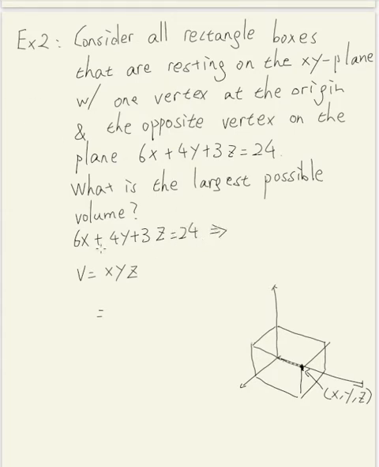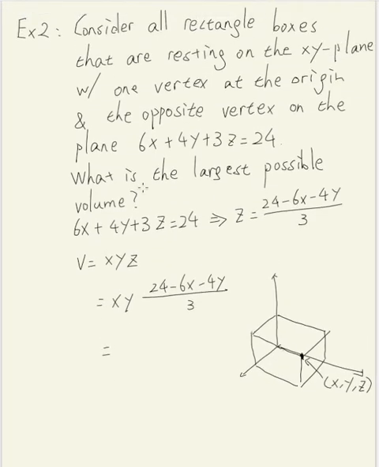That tells you, subtract both sides by 6x plus 4y and then divide by 3. You get z equals 24 minus 6x minus 4y, divided by 3. So replace z with this expression. We get the volume is xy times (24 minus 6x minus 4y) over 3.